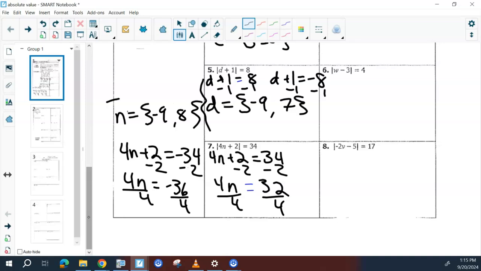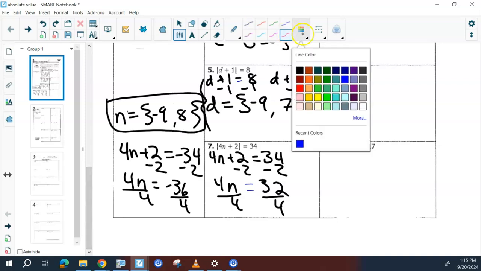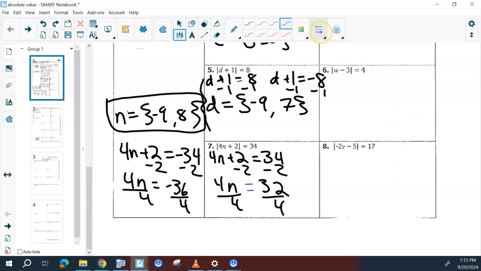Sorry, this here. I'm trying to color code, but it's not letting me. Questions on that one? Are there any others on this side that we want to go over before we go on to the back? Okay, go on to the back.